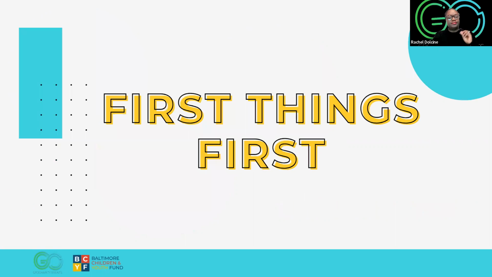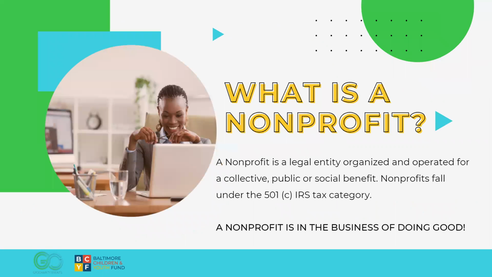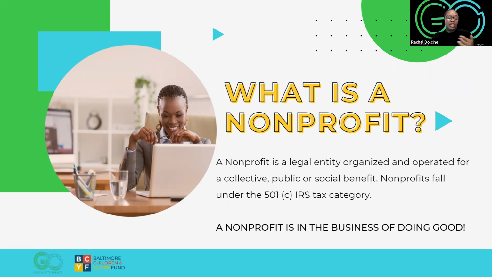All right, so first things first. What is a nonprofit? It's a legal entity, organized and operated, and it could be by a collective of people. It can be by a public organization or a public agency. It could also be for social benefits, and they fall under the 501c IRS tax category. There are about 15 or 16, I believe, don't quote me, different C categories. The most common C category in the nonprofit sector is C3. So you hear 501c3, which most of you, if not all of you, who are on here now and who will be watching this on replay, probably fit in that particular category.